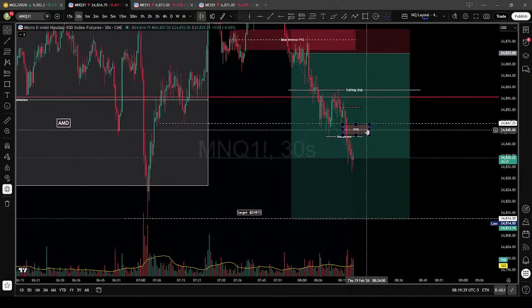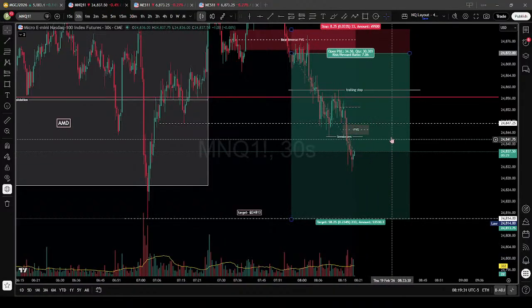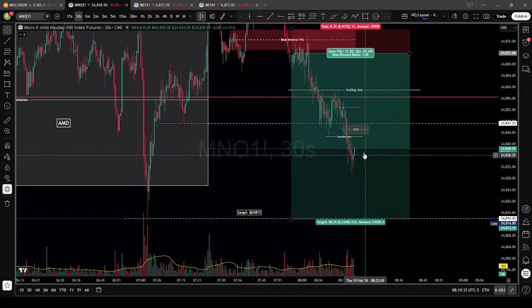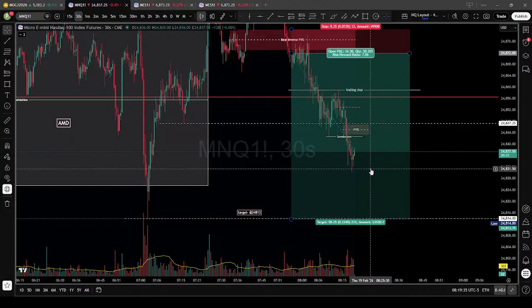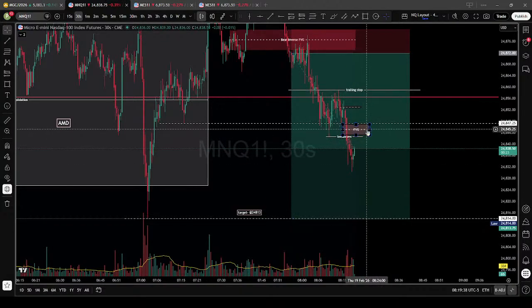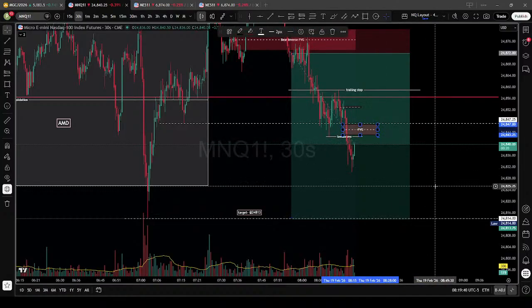Price action is too choppy. Now this fair value gap has not been tapped in, which gives the price room to go higher. If it takes out liquidity, there are chances that it can inverse this fair value gap.